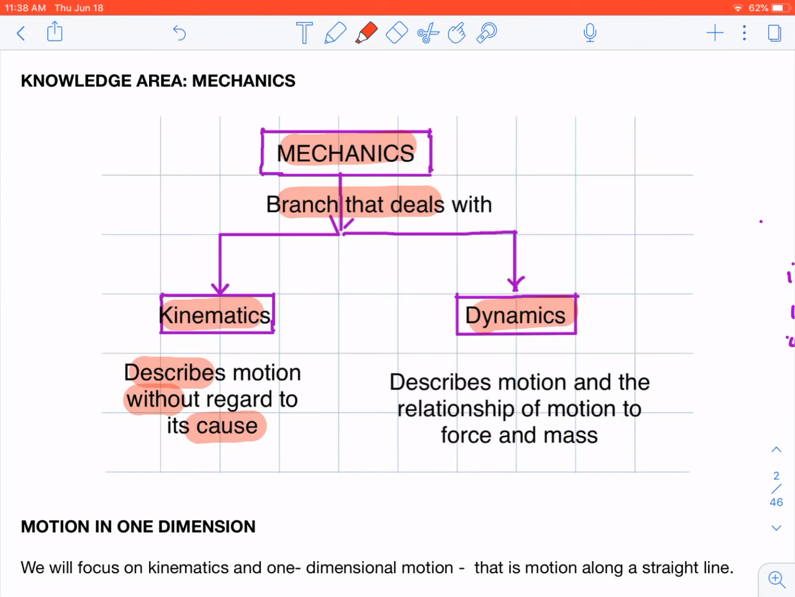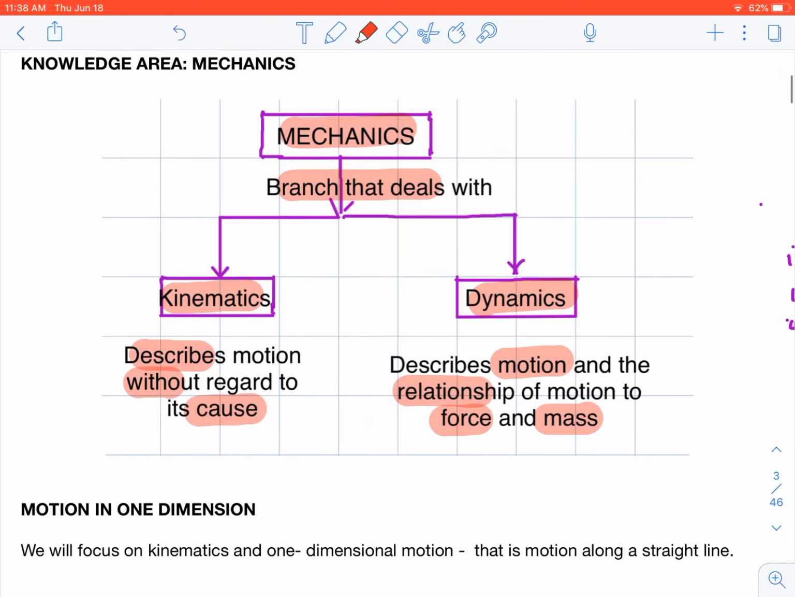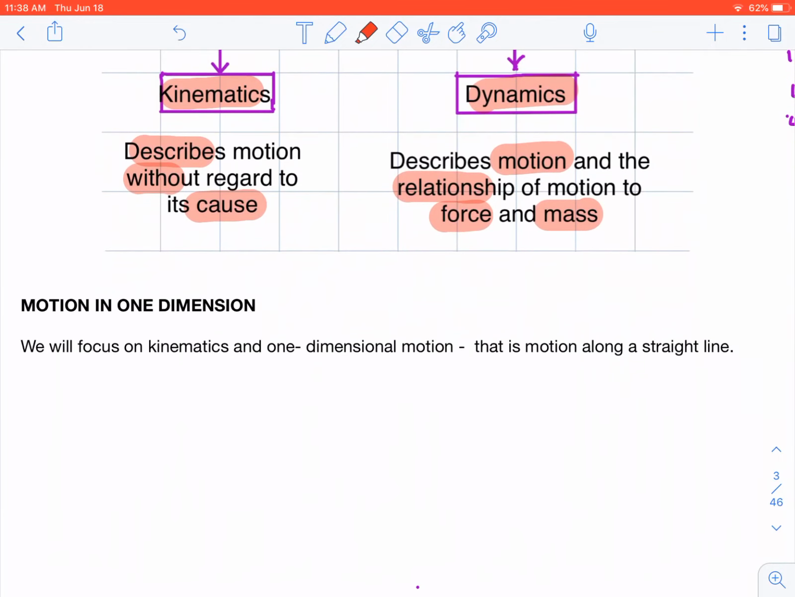In dynamics, it describes the motion and the relationship of the motion to force and mass. So in dynamics, you're looking at motion and you're looking at the forces that affect motion. Now, dynamics, you're going to be doing in grade 11 when you do Newton's laws, right? But at this point, we're only going to look at kinematics. So, in kinematics, the focus that we are going to have is on one-dimensional motion, that is motion along a straight line.